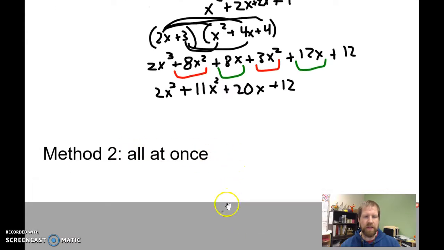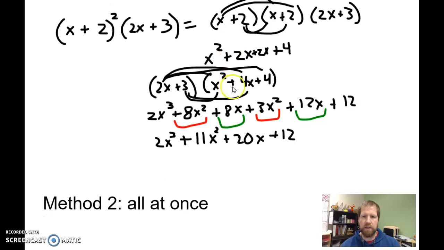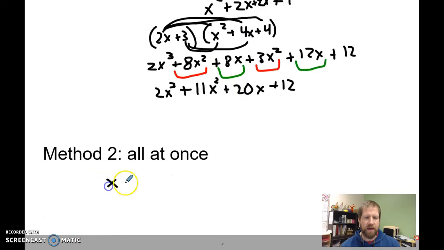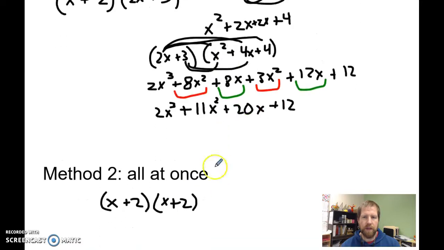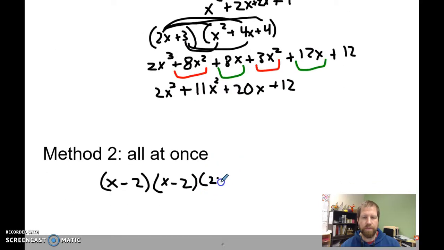The second method is all at once. All right, so let's just pull this one down. I've got x plus 2. I'm going to do the same one, x plus 2. Actually, you know what? I take it back. I'm going to change it so that you guys can see. We're going to go x minus 2, x minus 2, and 2x plus 3.